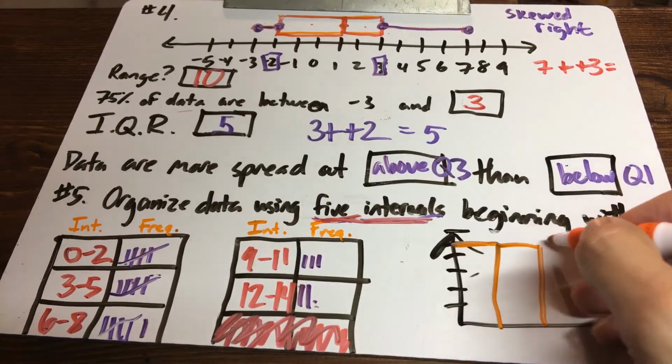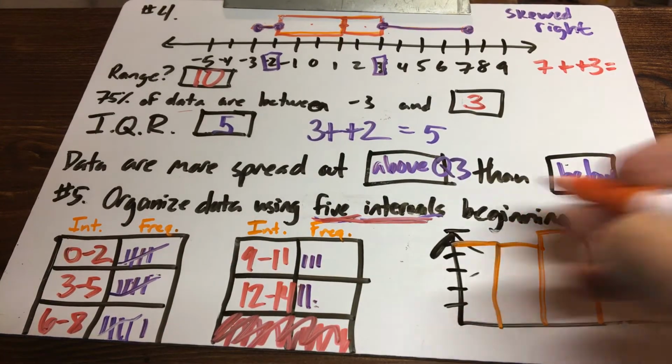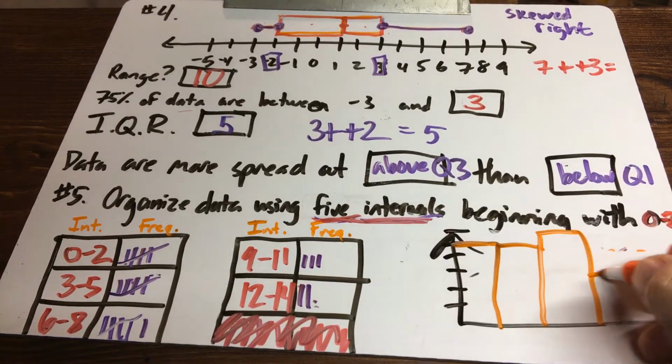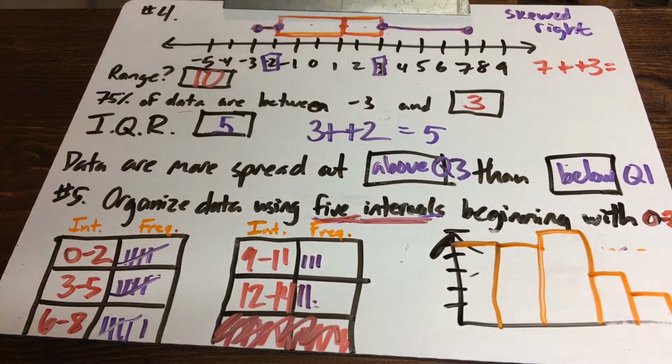The next bar was 6. It would actually be a little bit bigger. The next bar is 3. And then the next one is only 2. Right? And so it's going to ask you, is this symmetrical? Is this skewed left, or is this skewed right?